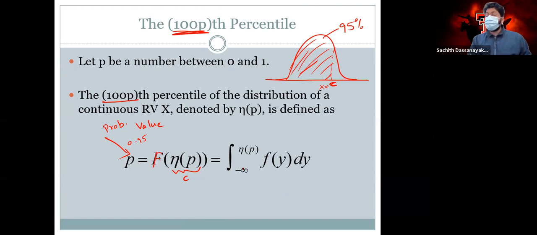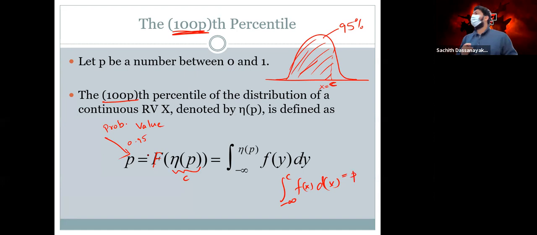How do you find that? You have to integrate your PDF from its beginning to that point. Simply, that's the definition, right? Integral from negative infinity to C of f(x) dx equals P, what they have given. Clear? Similar idea, but using different ways.